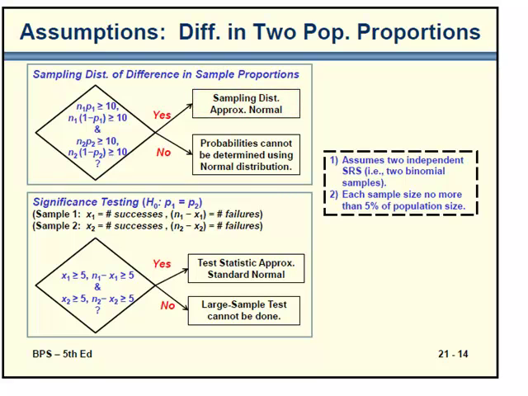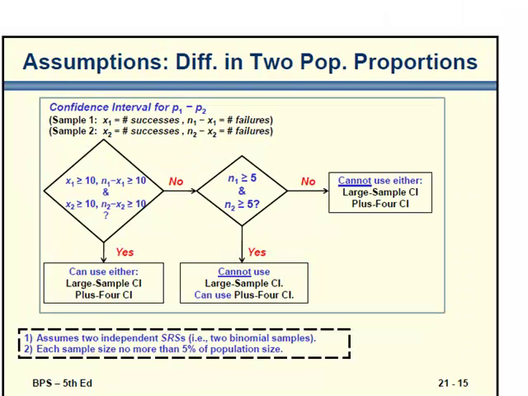And if I want to do a significance test, then I need to make sure that my number of successes and my number of failures is greater than or equal to 5 for both of my samples. If I answer yes to that, then I can test the statistic, and it's approximately normally distributed, and I can work with that. Looking at the confidence interval, if my number of successes and number of failures are both greater than or equal to 10, and I answer yes to that, I can do the large sample confidence interval or the +4 method. If I answer no to that, then as long as my sample sizes are greater than 5, I can use the +4 confidence interval.